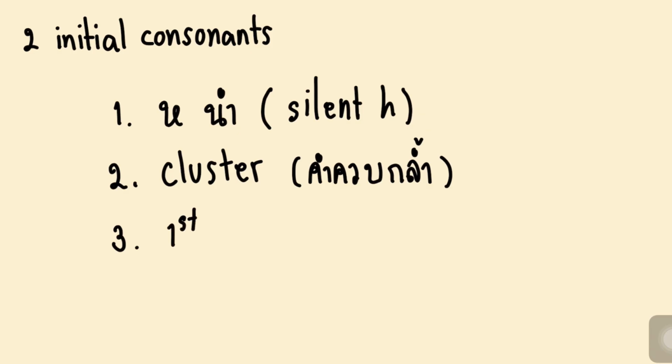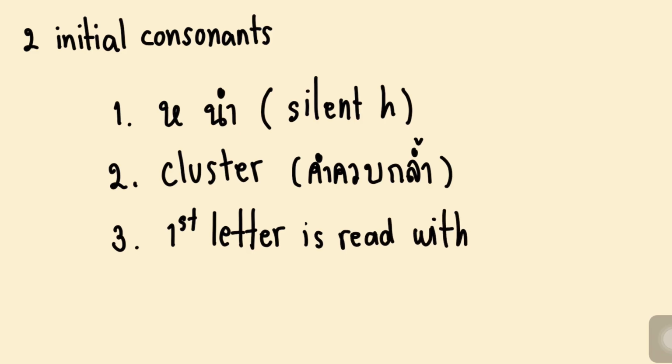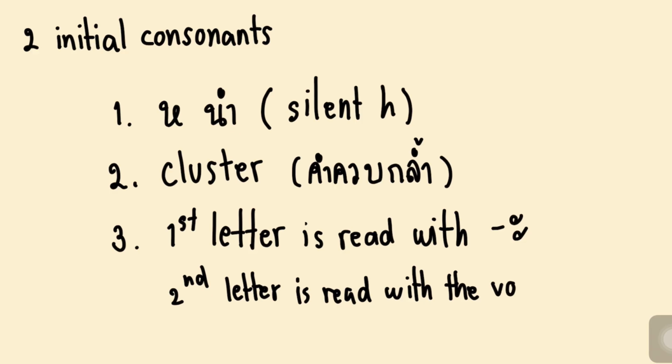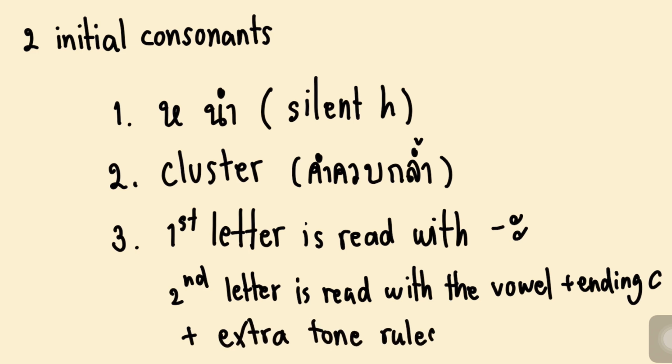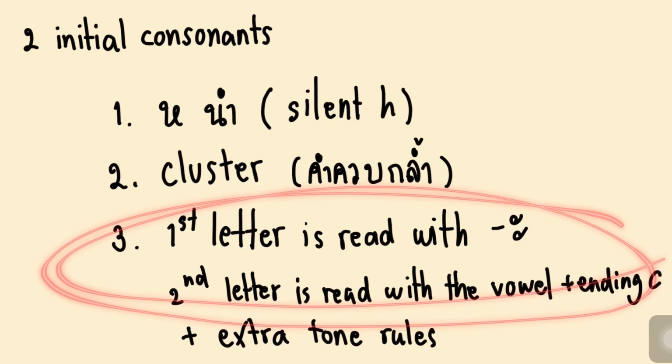So, if you see two initial consonants and it's not a silent H, it's not a cluster, chances are it's the following. The first letter is read with an a sound, and the second letter is read with the vowel that you see, or you don't see if it's an o again, and the ending consonant if there's one. And also there are some extra tone rules to be applied, which is what we'll be discussing today.